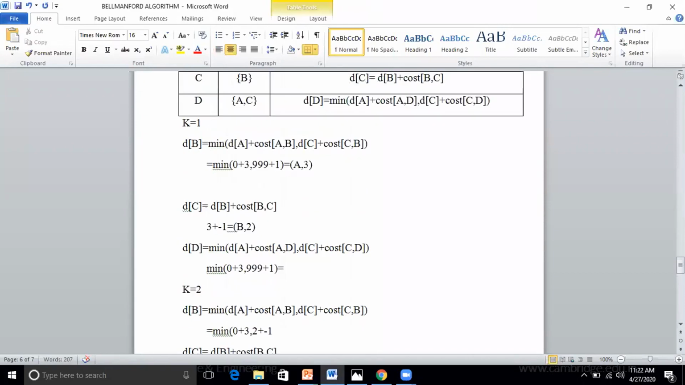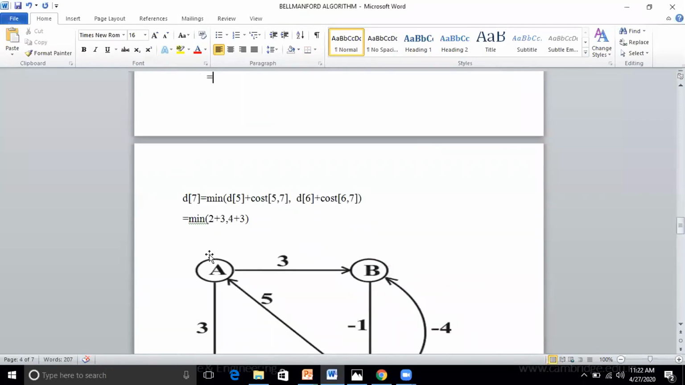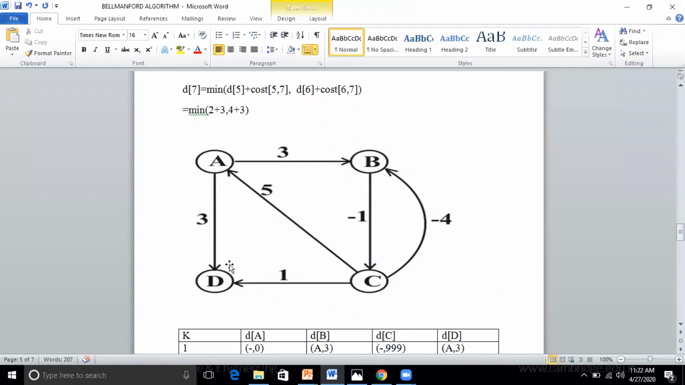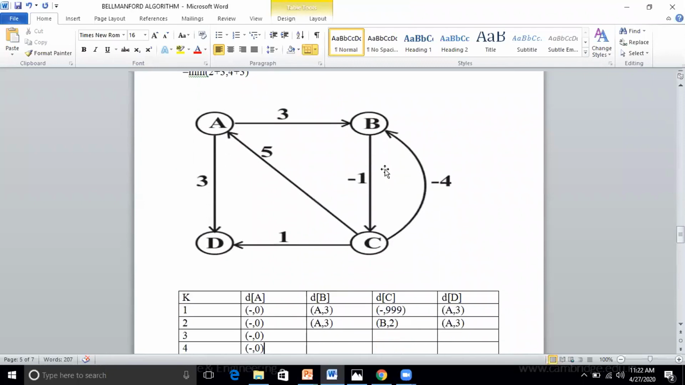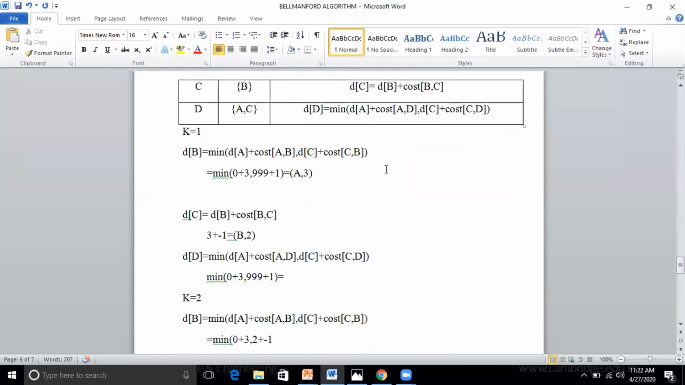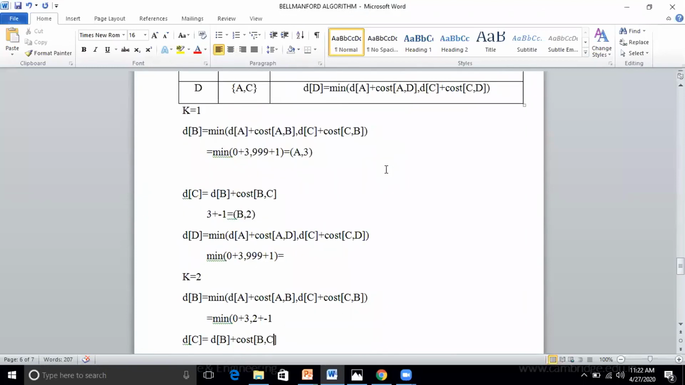What is the edge cost from C to B? A to D is 1. C to B how much? Minus 4. Yes, here C to B is minus 4. Now, what is the answer you get? Minus 2. Via which node? Via C. So, C comma minus 2.